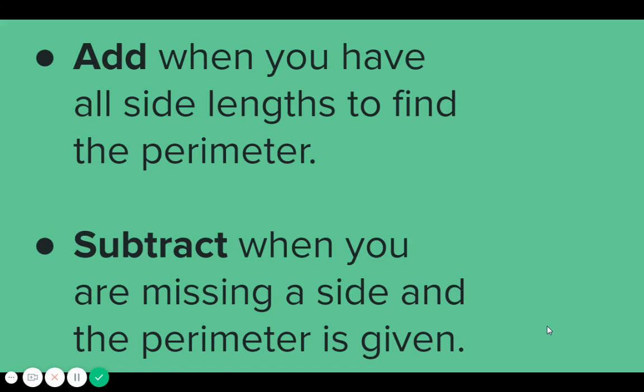All right, so just to recap, let's not forget that with perimeter, we have 2 possible scenarios. We can add when you have all side lengths to find the perimeter, or you can subtract when you're missing a side and the perimeter is given.